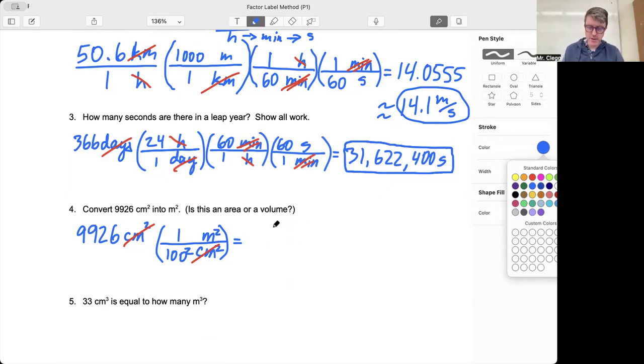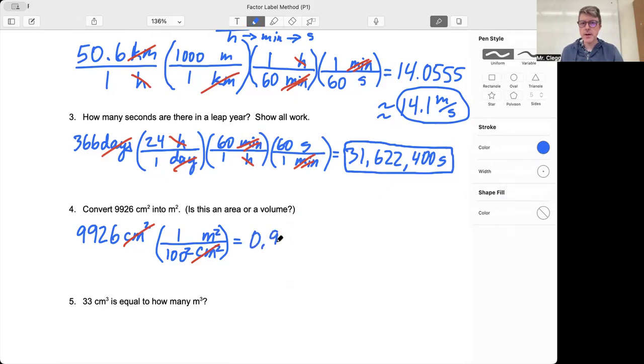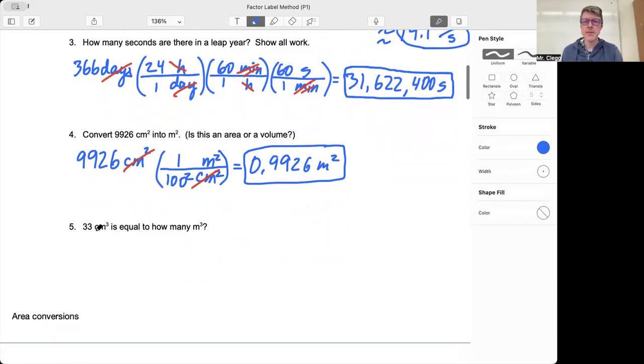So it's 9926 divided by 100 squared equals 0.9926. So you don't have to remember that, and we're going to keep all those sig figs because we had four in our original number, and we still have four. We don't have to remember there are 10,000 square centimeters in a square meter. I never remember that anyway. So all I have to do is just remember that there are 100 centimeters in a meter and then square it, and I'm fine.